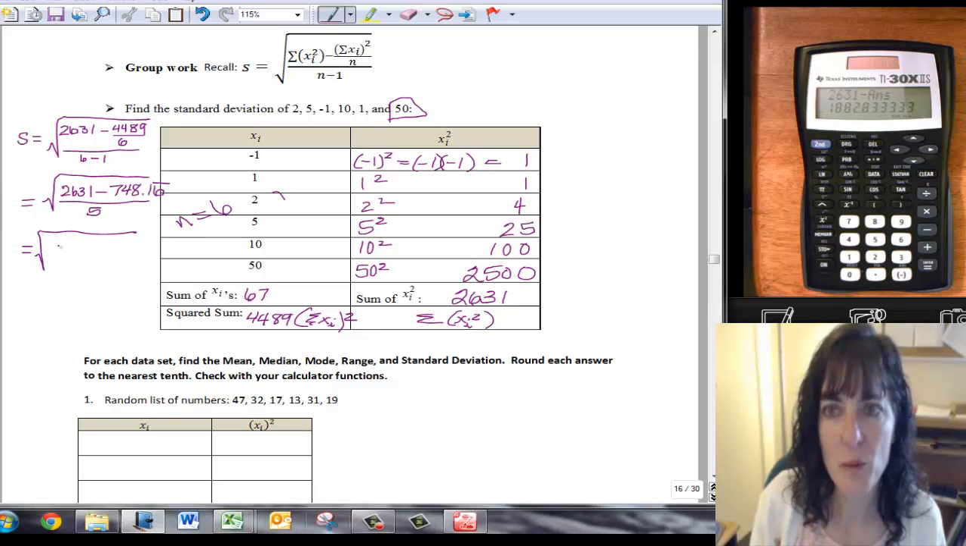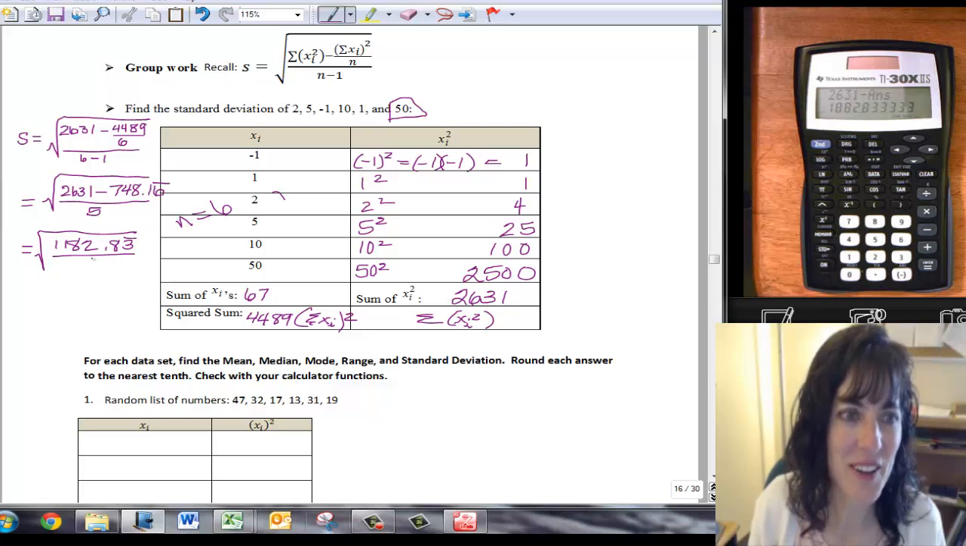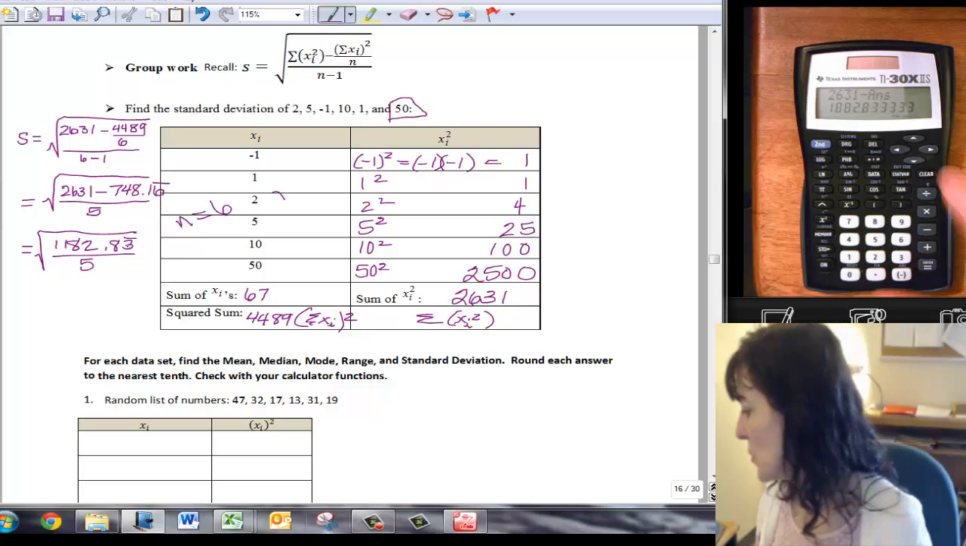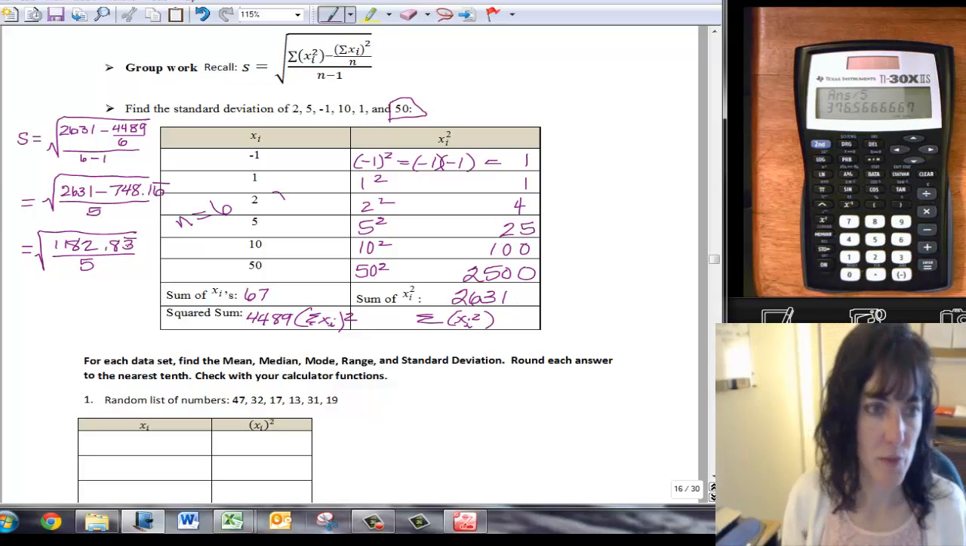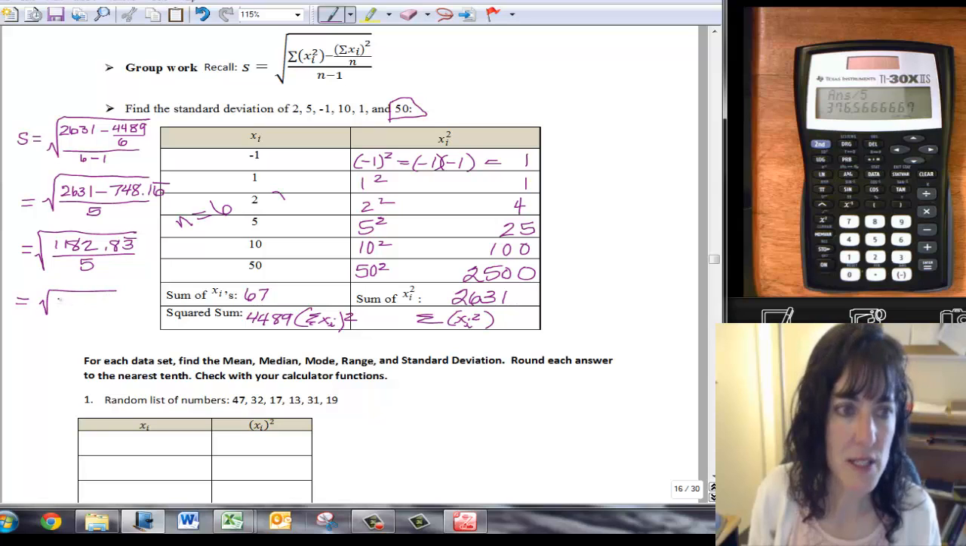My numerator part under the big square root is 1182.83 repeating. I'm just going to leave that one sit on my calculator too, because the next thing I need to do, I see, is divide by 5. So I will divide by 5. And my answer now is 376.56 repeating.